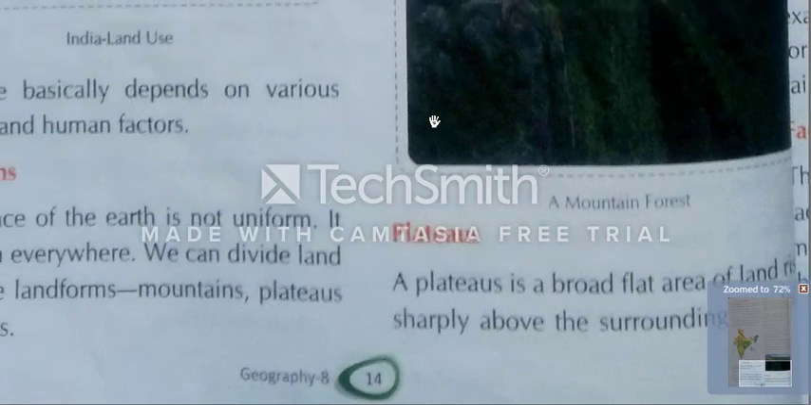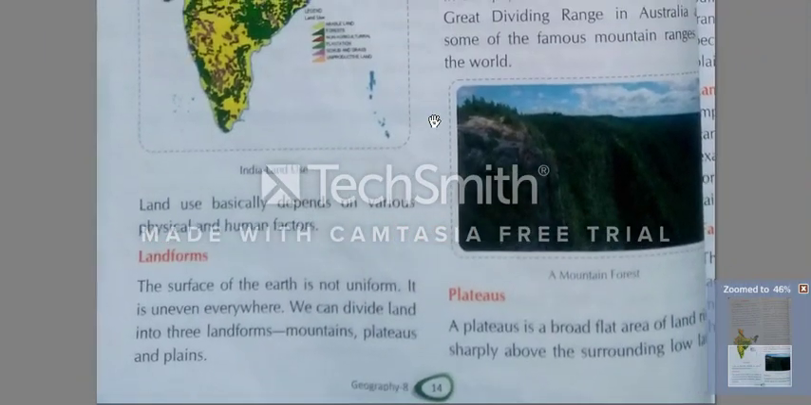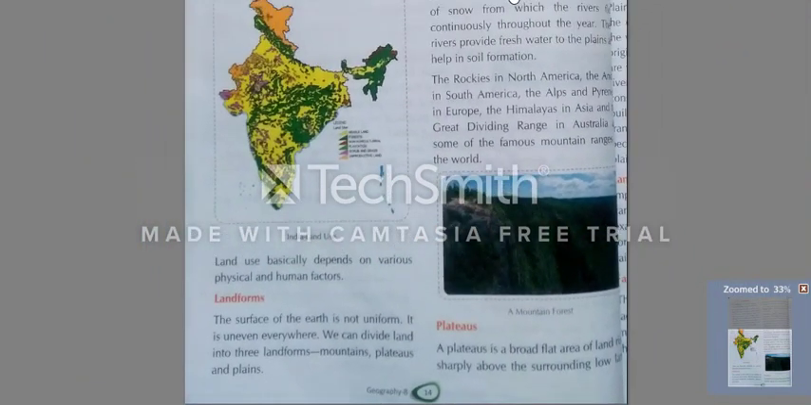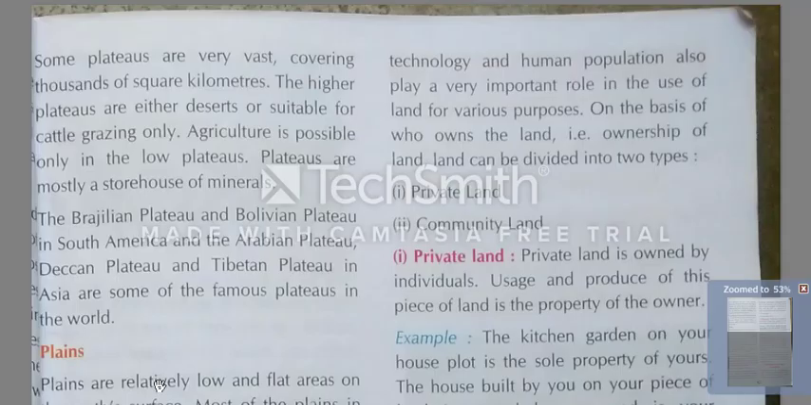This is page number 14. Now we have completed page number 14, and we will go on to page number 15. Wait class. On the screen you can see the remaining part about plateaus.